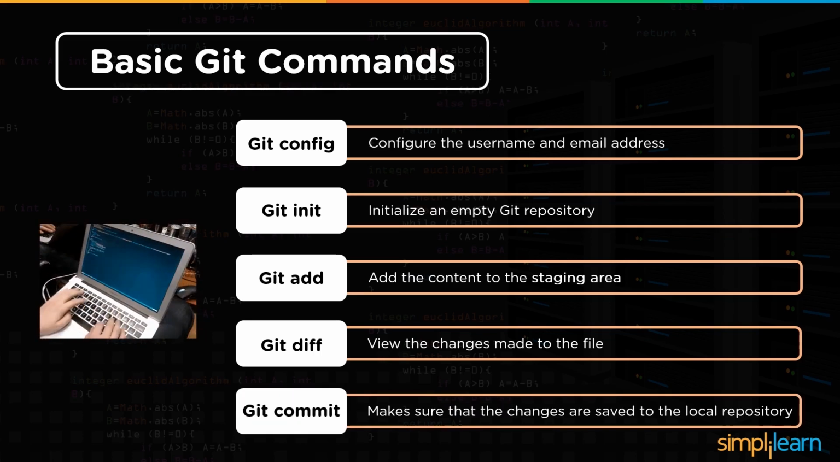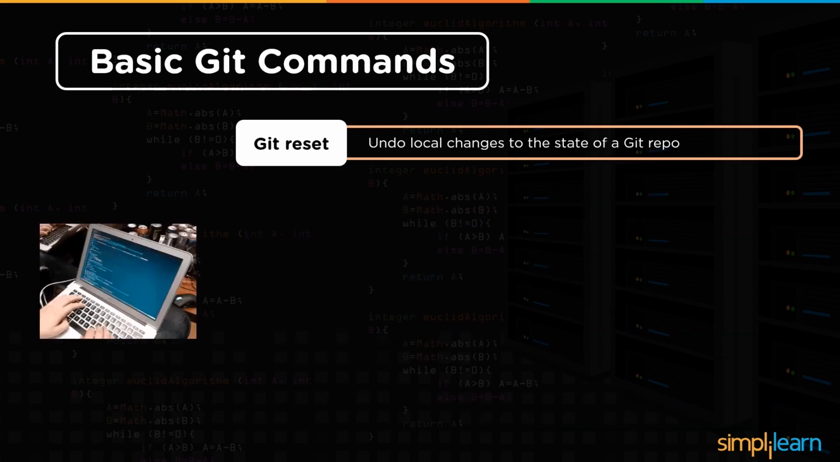So the git commit command is something which makes sure that all the changes are saved permanently into the local repository. So git add and git commit commands are executed in a sequence, so that first of all you can add the files to the staging area, and then the git commit command will pick up those files from the staging area and preserve them permanently as a commit in the local repository. Then we have the git reset command.